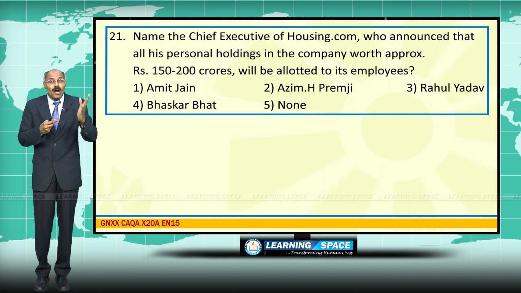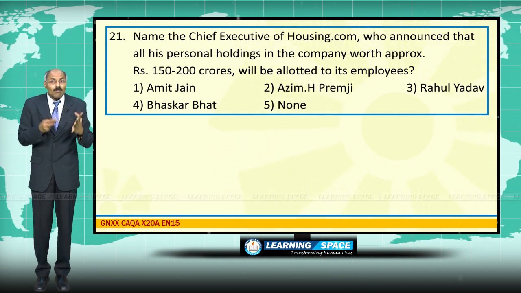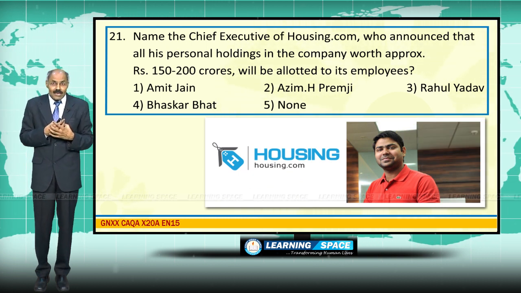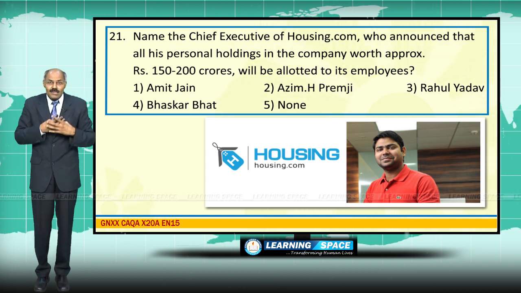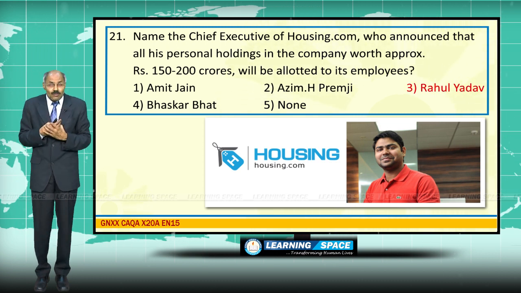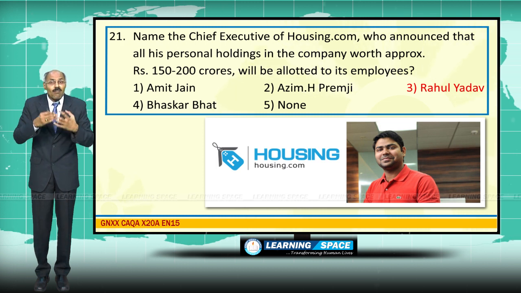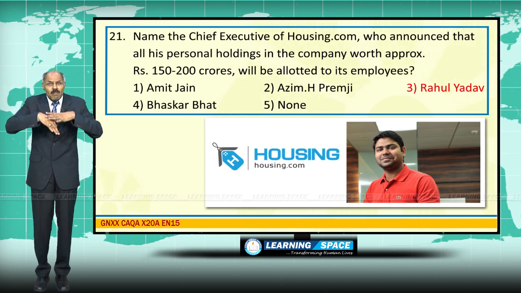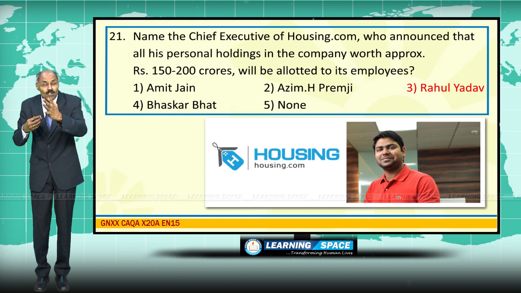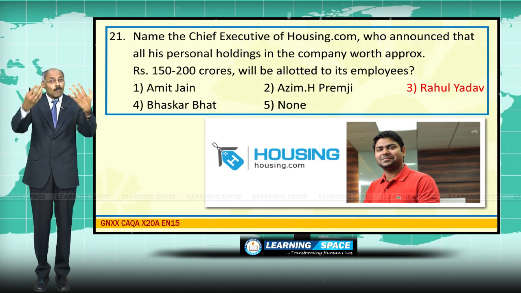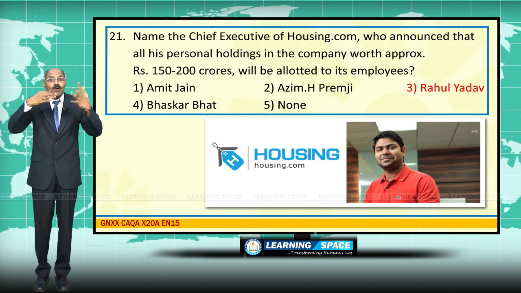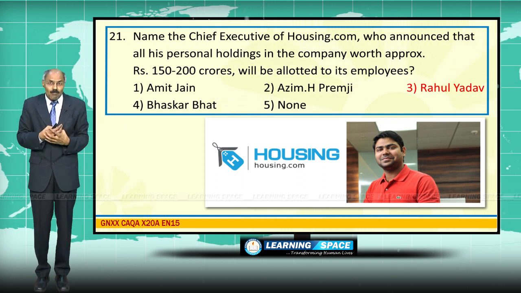Name the chief executive of Housing.com. Housing.com is one of the housing portals in the country, along with Magicbricks.com and 99acres.com. Recently its chief executive officer Rahul Yadav announced that his personal wealth of 150 crore to 200 crores of rupees worth of shares will be distributed among around 2000 employees.